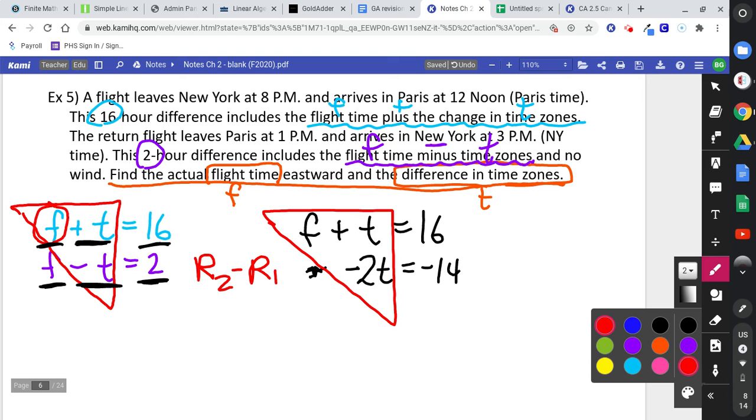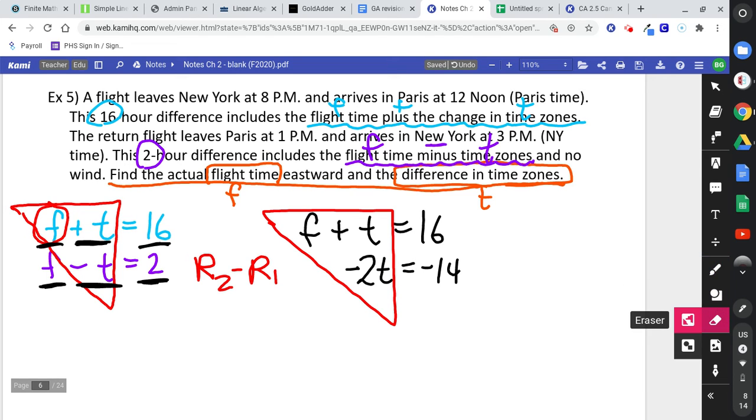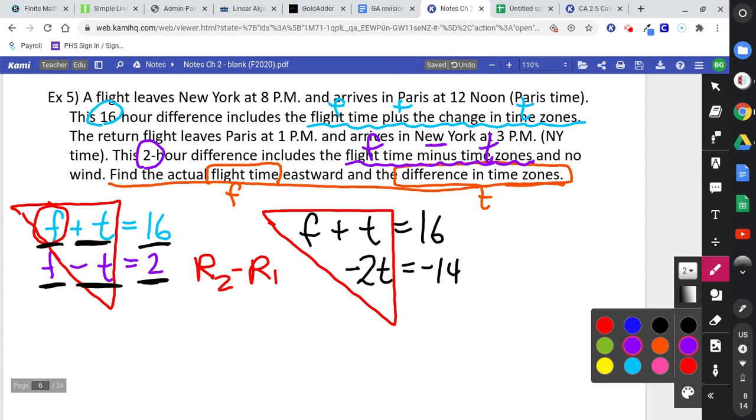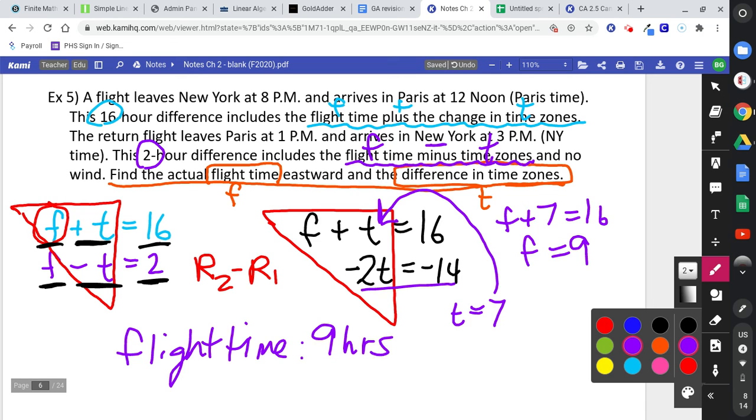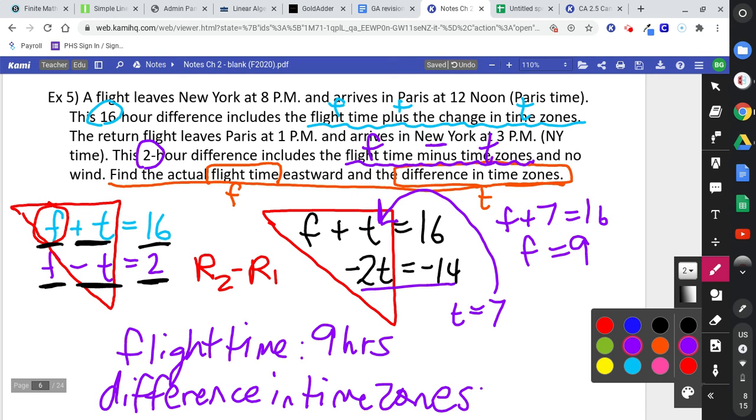So once you have your triangular form, remember there's nothing there. That's not there. Okay? You can tell it's going to be an easy solve from here because look at the bottom row. I can solve that, divide by negative 2. I can see that T is equal to 7. And if I plug in that 7, my back substitution, F plus 7 equals 16. Subtract that 7 over, you can see F equals 9. So the flight time is 9 hours. And the difference in time zones is 7 hours.